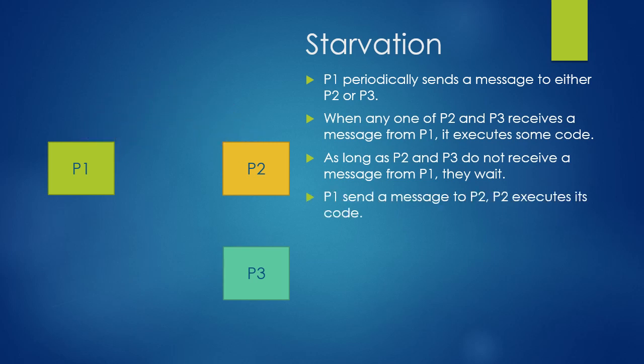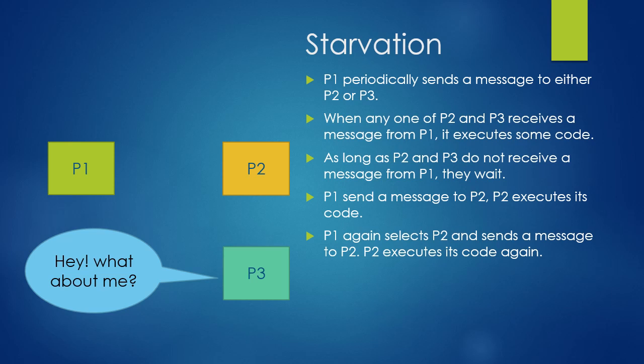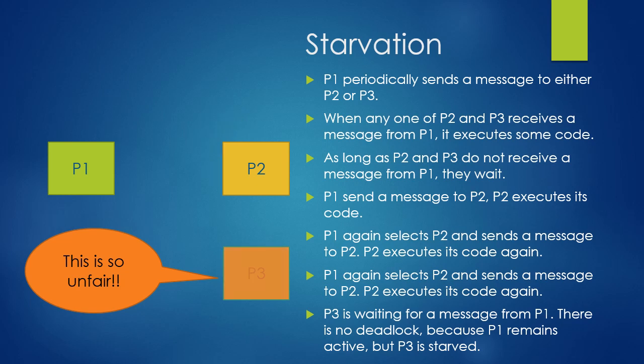P1 sends a message to P2. P2 executes its code. P1 again selects P2 and sends a message to P2. P2 executes its code again. P1 again selects P2 and sends a message to P2. P2 executes its code again. P3 is waiting for a message from P1. There is no deadlock because P1 remains active, but P3 is starved.